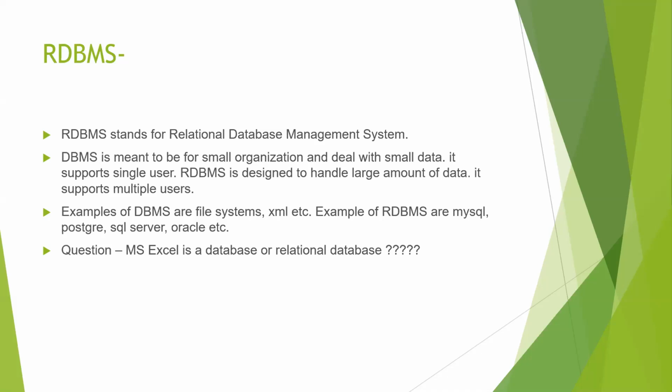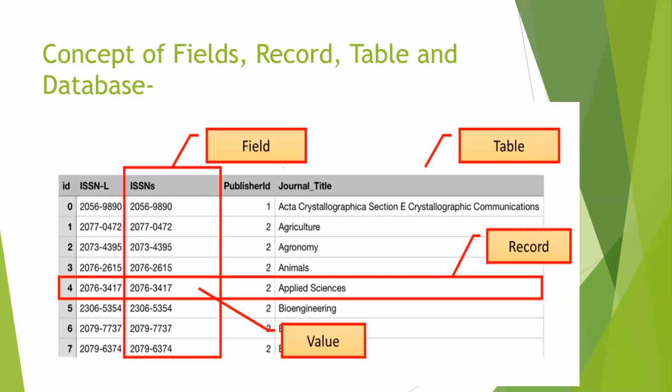So this is it. I just wanted to tell you, before we dive into the actual database structures in LibreOffice, the concept of fields, records, tables, and database. As I have shown you in this table, fields are these. A field means a column. So ID will be a field, ISSN will be a field, and publisher ID will be a field. So fields are the columns only.